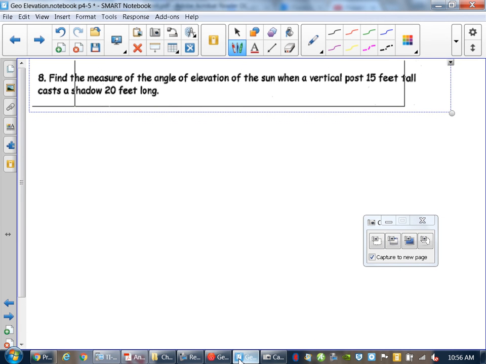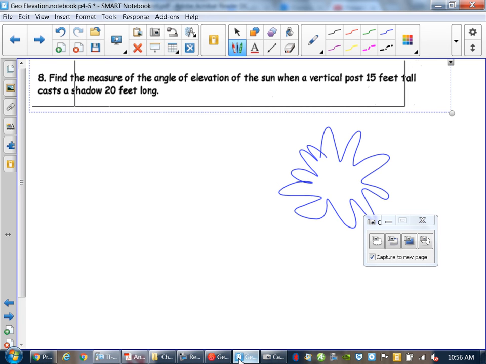Flip over to 8. Find the measure of the angle of elevation of the sun when you have a vertical post that is 15 feet tall that casts a shadow 20 feet long. So you have your sun.